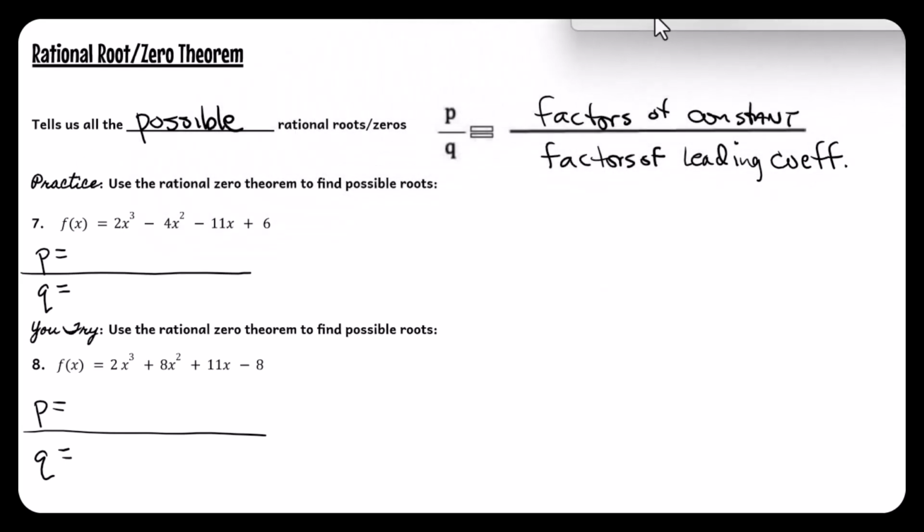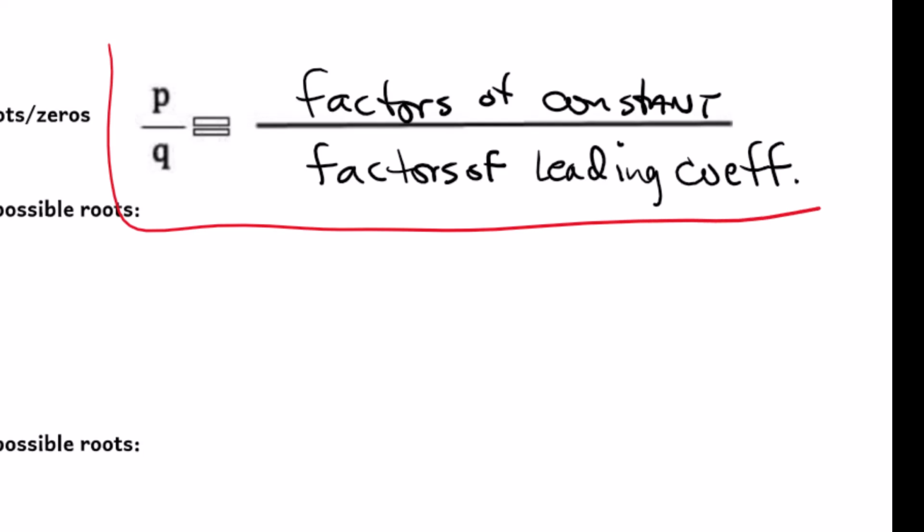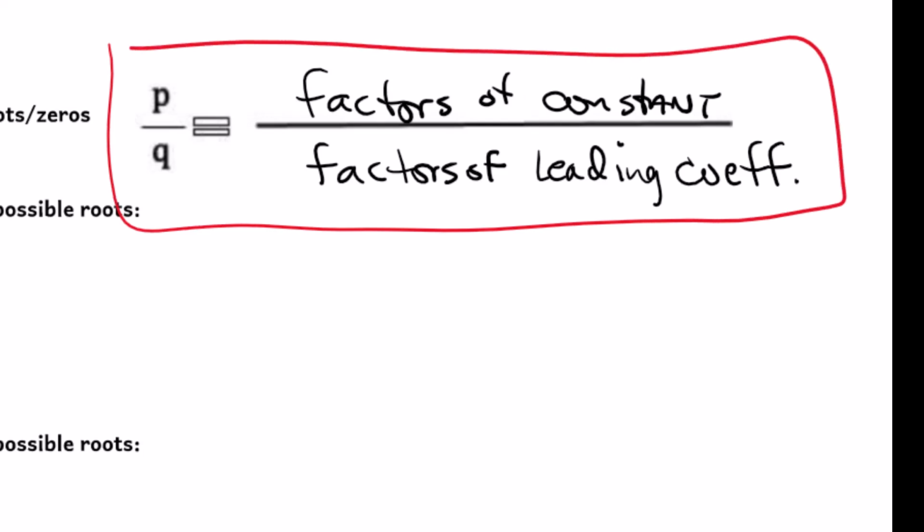Now, all this does is it tells us the number of possible rational roots or zeros. Doesn't tell us what they are, it just tells us possibilities. And there's a little formula, and I want you to memorize this little formula. You got to mind your P's and Q's as you go through this component of it. The P stands for the factors of the constant, and the Q are going to be the factors of the leading coefficient.